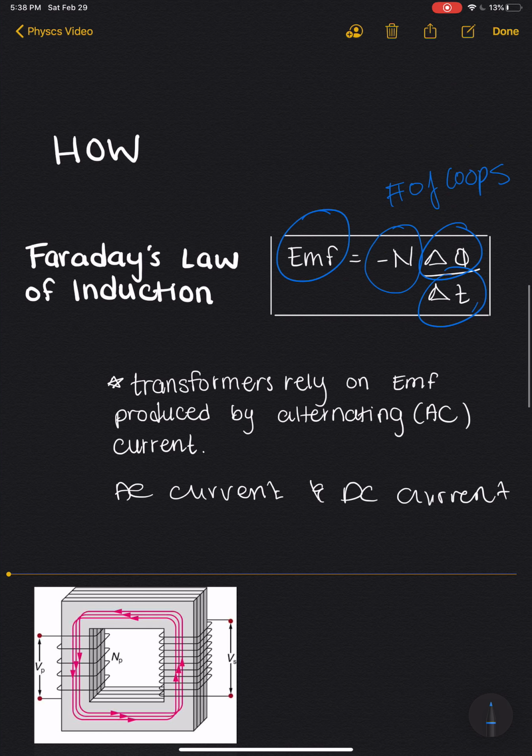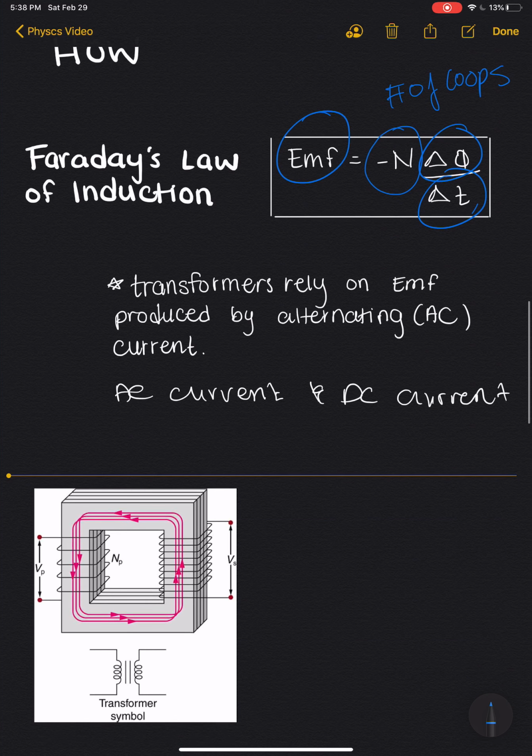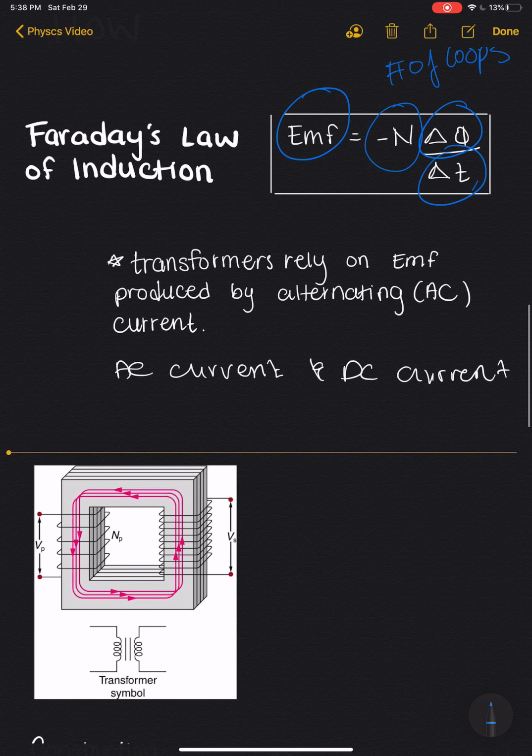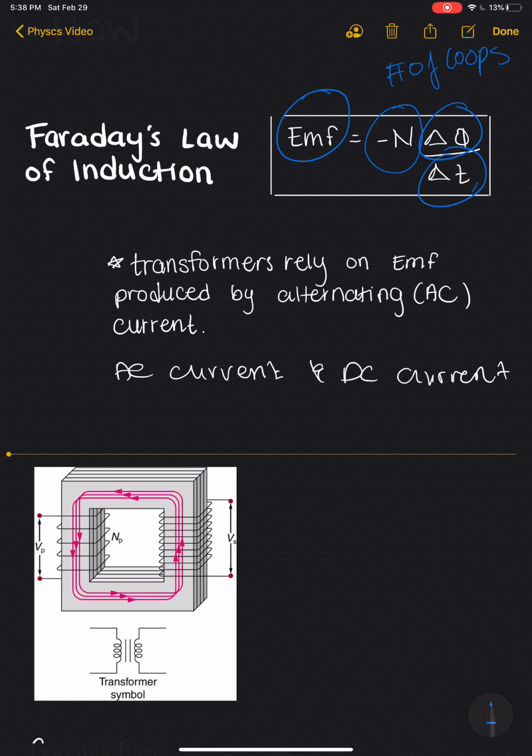You're probably thinking, why is this guy talking about loops, changing magnetic flux? Like, what does all of that mean? Well, as you can see in that picture on the bottom, there's a transformer and it's got some loops. And so we're going to be talking about how the number of loops relates to this induced EMF, or this voltage, and how that all works.